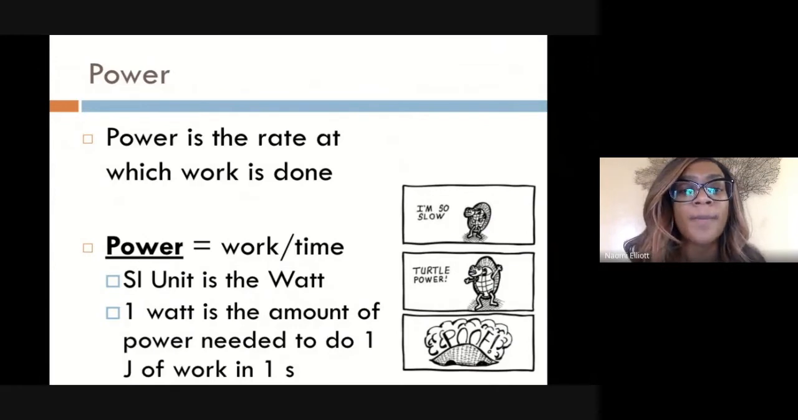And now let's talk about power. So what is power? Power is the rate at which work is done, okay? So it's about how much work you've done in a certain amount of time. So power equals work divided by time. In this case, our standard scientific unit is the watt. So when we get work divided by time, we get 1 watt. And 1 watt is the amount of power needed to do 1 joule of work in 1 second.